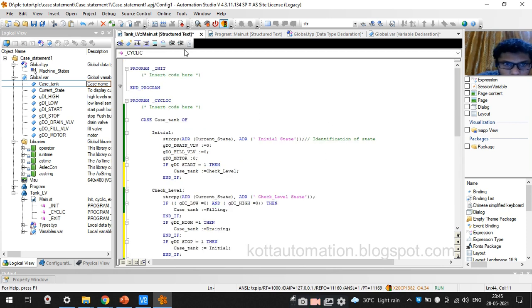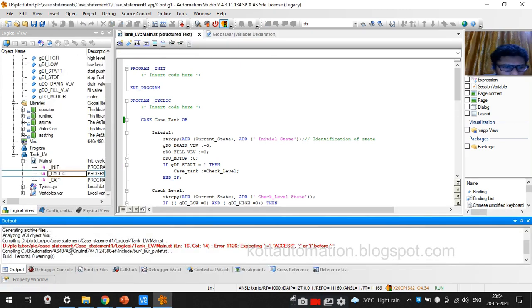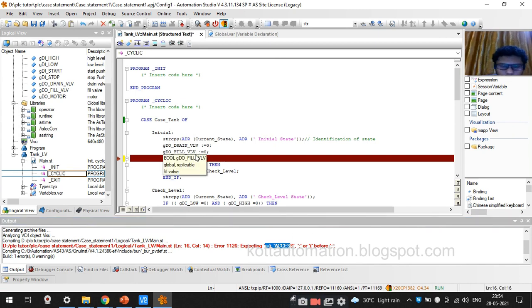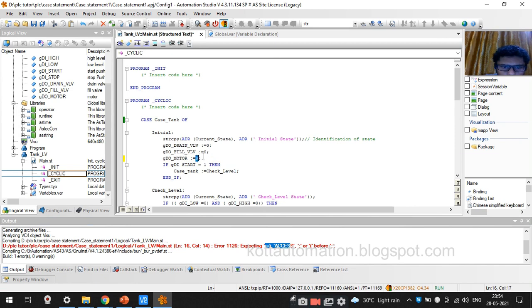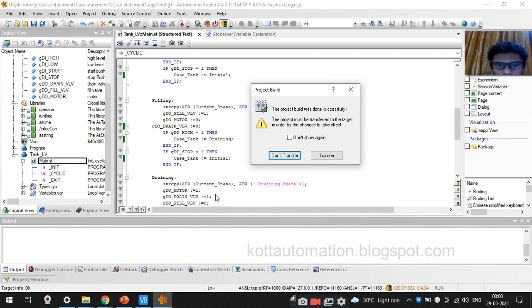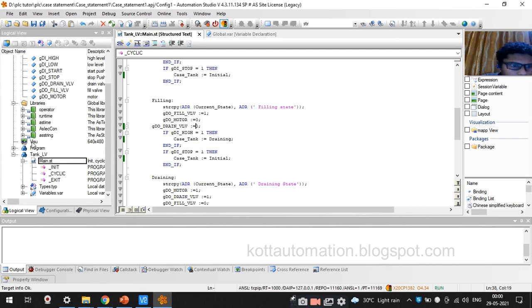Let us compile this logic first. Compilation error has occurred. Expecting equal to. Okay, let us compile again. So we have successfully compiled our program. Let us go to the visualization.